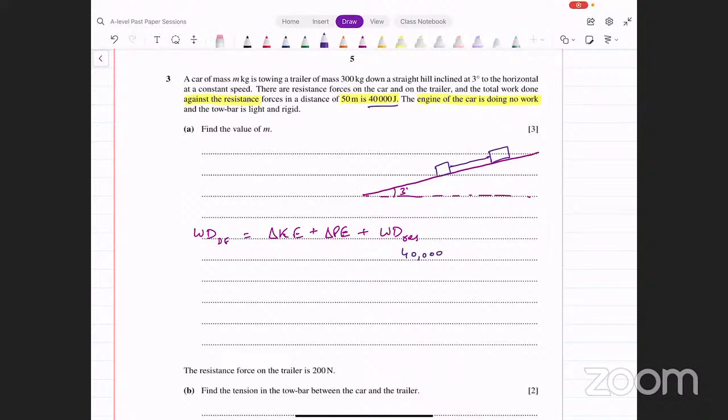Work done by the driving force. It says the engine of the car is doing no work, so there's no work done by driving force. Left side पे 0 आ गया. Change in kinetic energy. Do we know that? उसने यहाँ पे क्या लिखा है? उसने कहा constant speed है. If the speed is constant, that means that the change in kinetic energy is going to be 0 because there's no change in velocity or speed. ये भी 0 हो गया. मसला सिर्फ आ गया potential energy का change. ठीक है? Now what is this going to be? Let's figure that out.